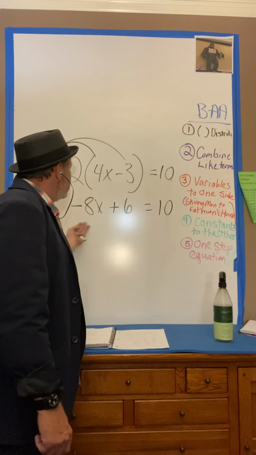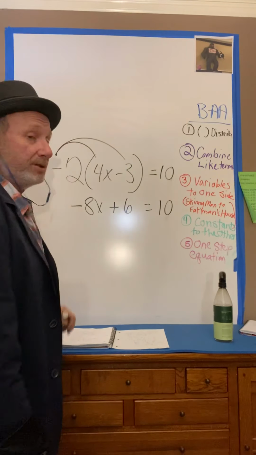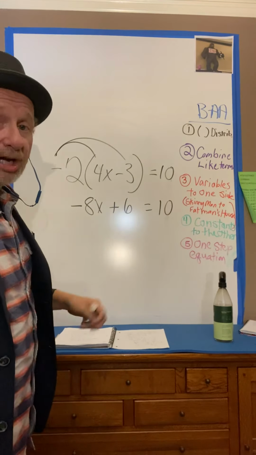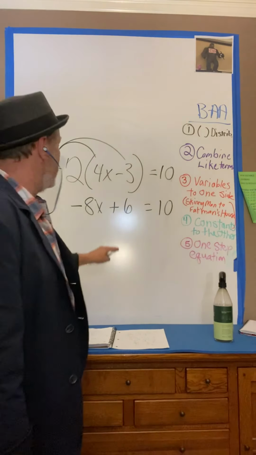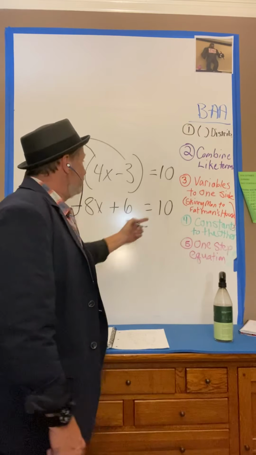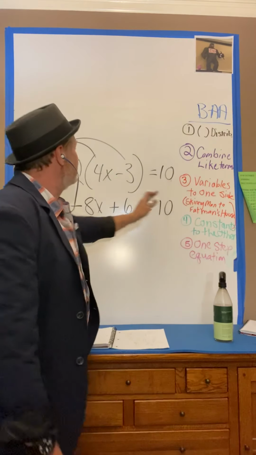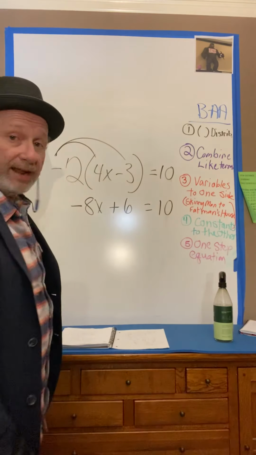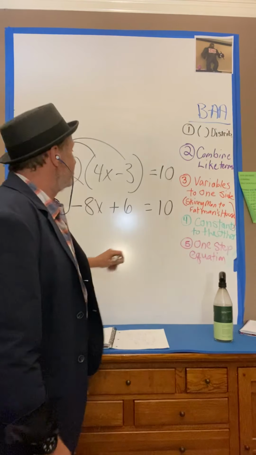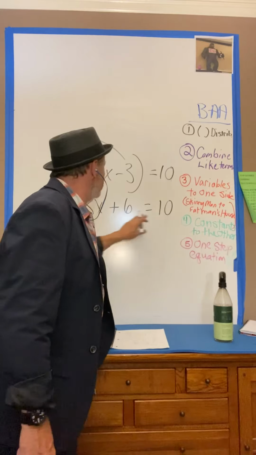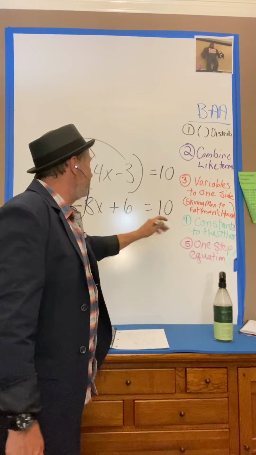All right, now just go down the line. Do we have any like terms on either side? No, we don't. No like terms, only one x and one constant. Constant, by the way, is a number without a variable. All right, so next, do I have variables on both sides? No, I don't, so I skip that step. Do I have constants on two different sides? Yes, I do. So I got to move this 6 away from the variable.